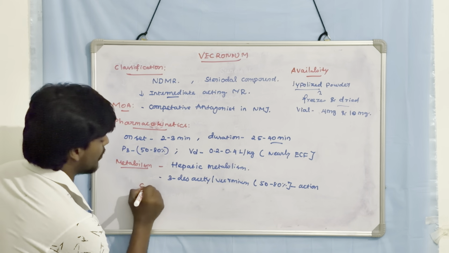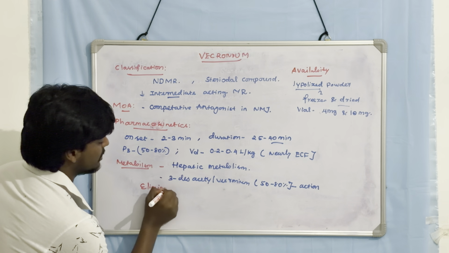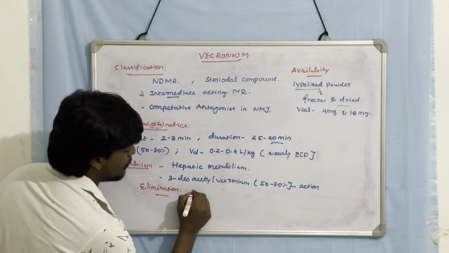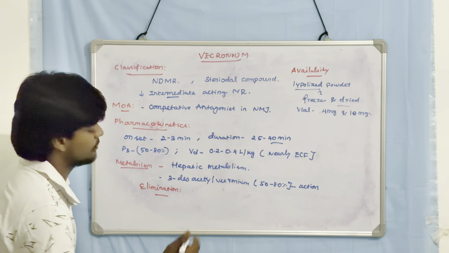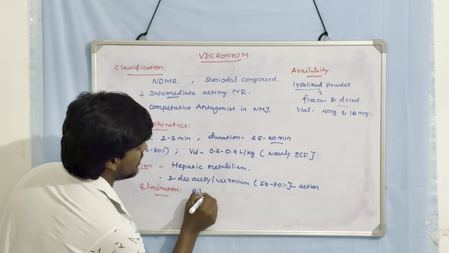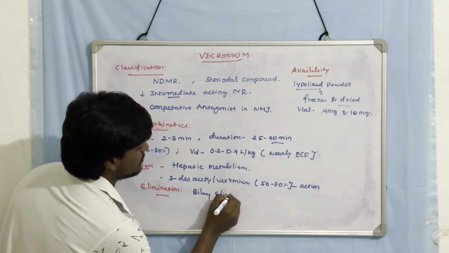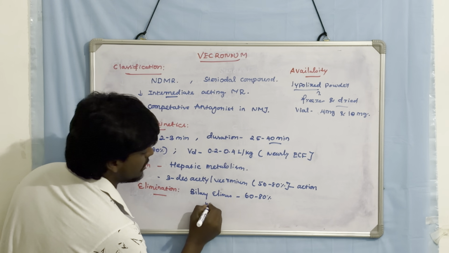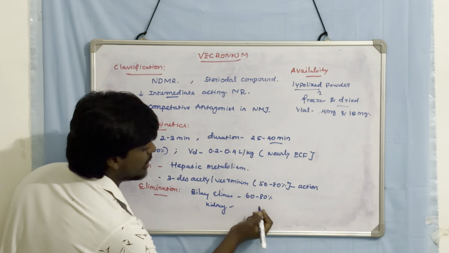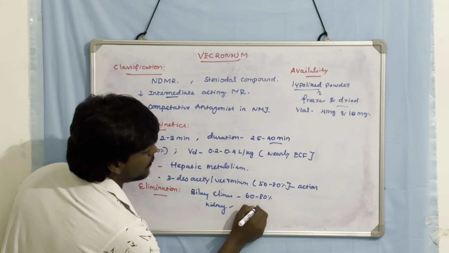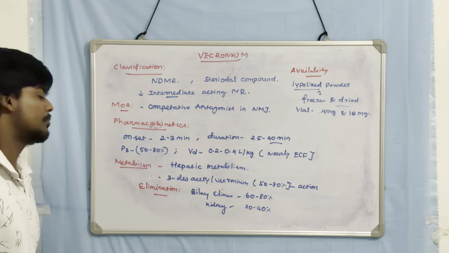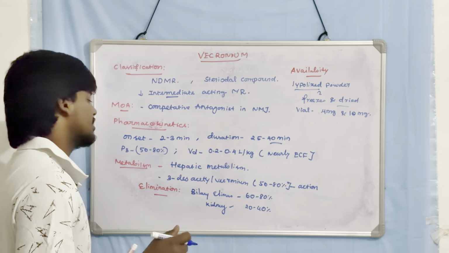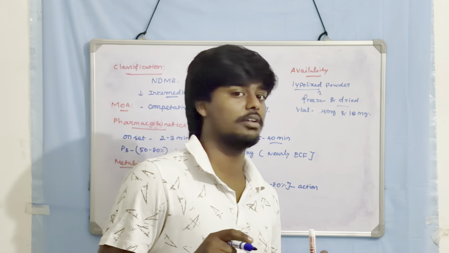Now we discuss the elimination. It is also concerned with pharmacokinetics. It is mainly eliminated in two different ways, majorly biliary elimination, 60 to 80%, and renal elimination is also 20 to 40%. That's why it is not given to patients with kidney disease or liver disease. Atracurium is preferred for that type of patient.